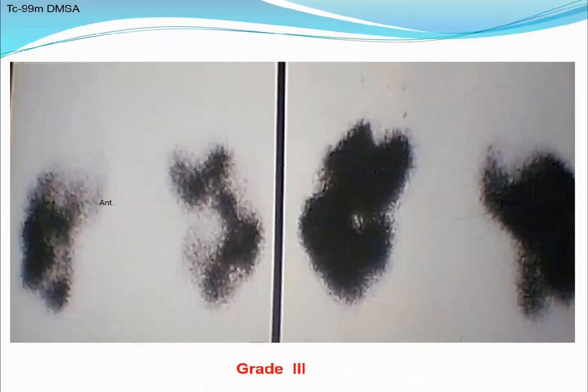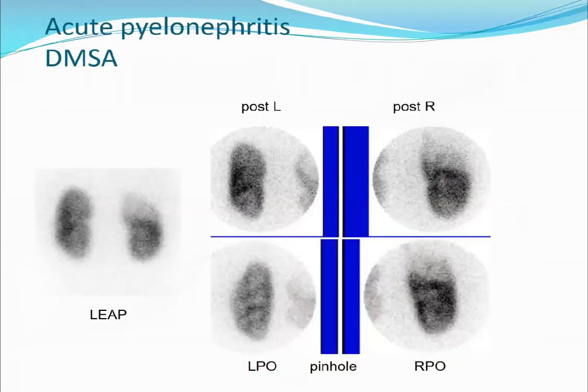Another case of DMSA scan where both kidneys showed multiple cortical photopenic areas, so it is grade 3 by DMSA changes. This is a case of acute pyelonephritis where the kidney is enlarged with homogeneous reduction in tracer uptake and multiple photopenic areas in the kidney. So it is acute, not chronic pyelonephritis.